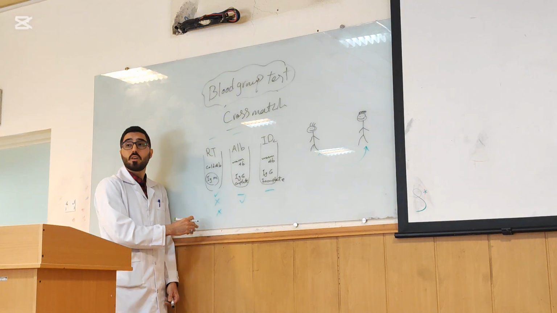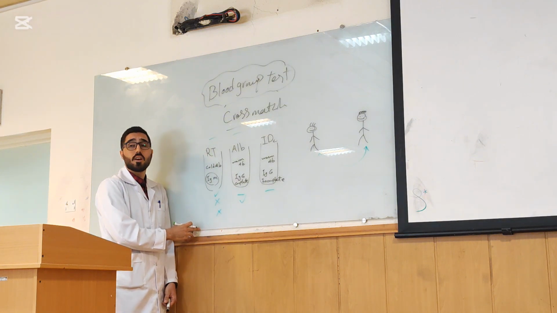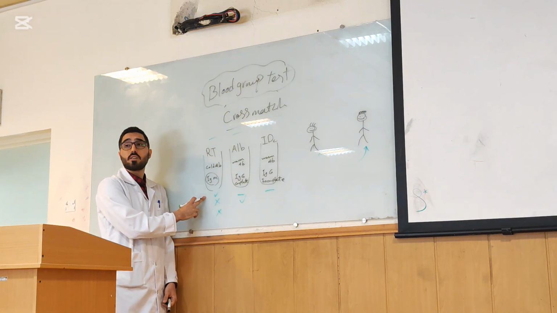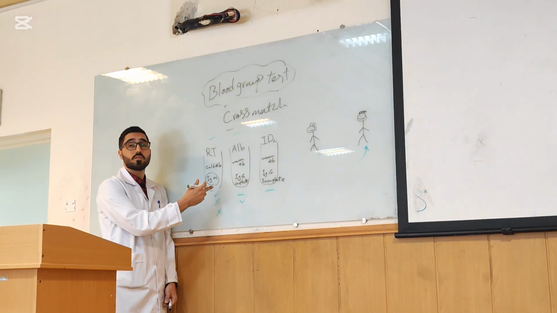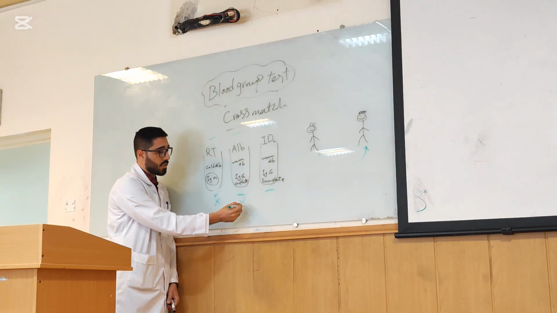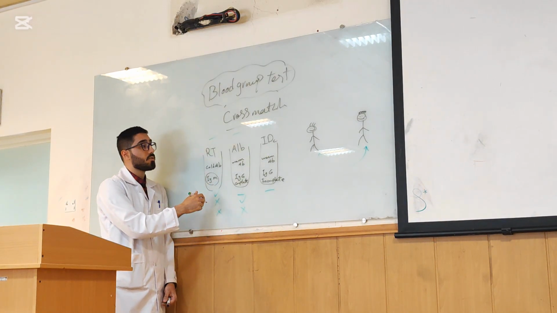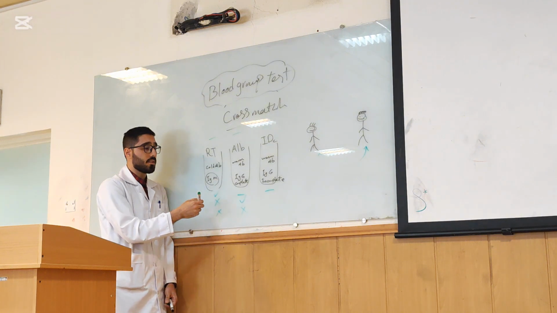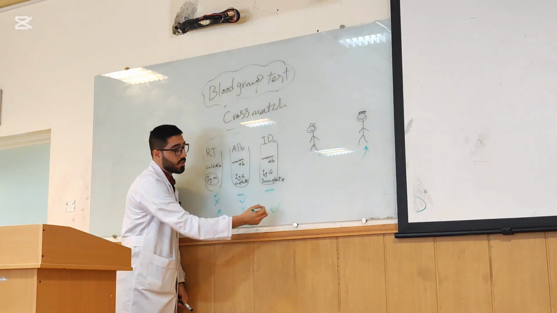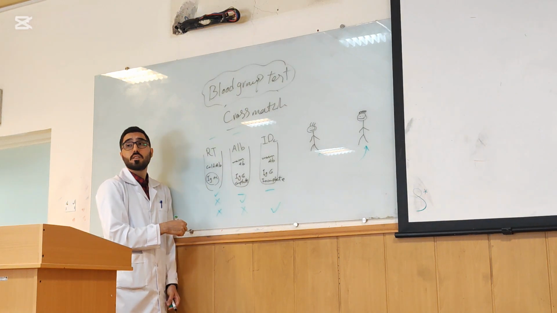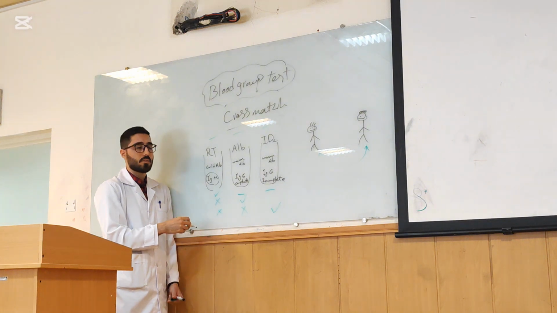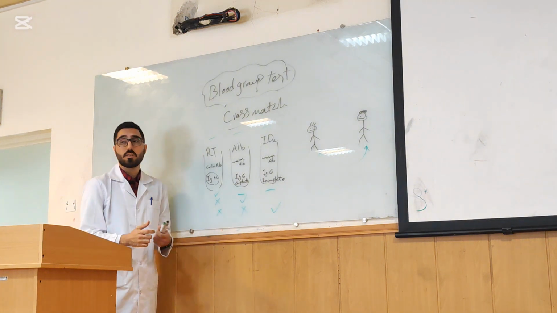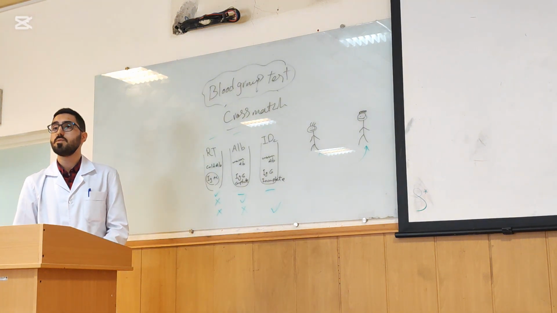If we don't see any agglutination in the RT tube, we go for another tube. If we don't see any agglutination in the albumin tube, we go for the third tube. If we see agglutination in the third tube, we don't allow transfusion. Any question? You good?